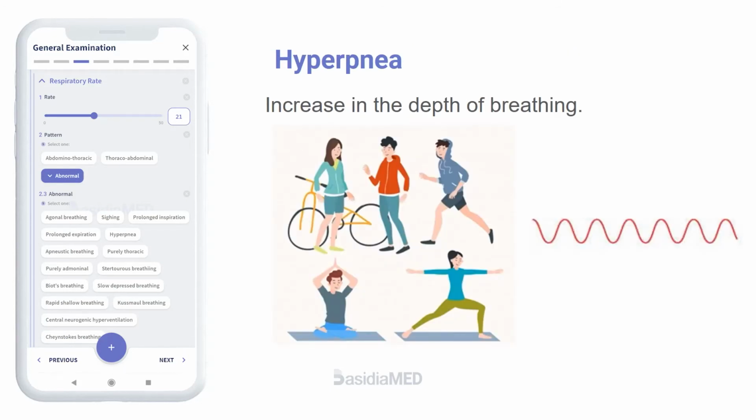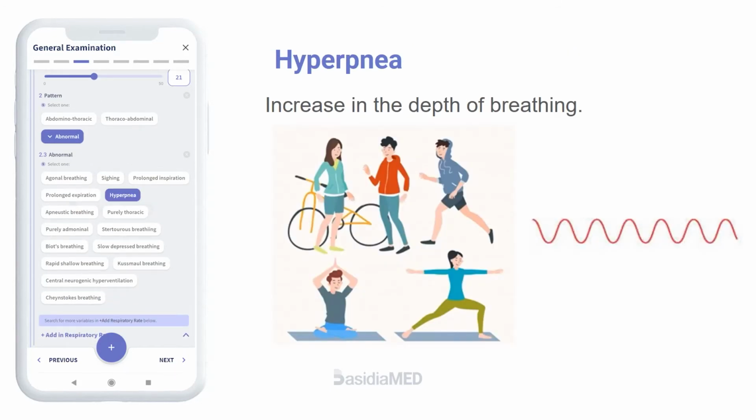Hyperpnea is increased volume with or without an increased rate of breathing. Blood gases are normal. It refers to breathing that is abnormally deep and appears labored. Exercise or physical activity is the most frequent cause of hyperpnea.